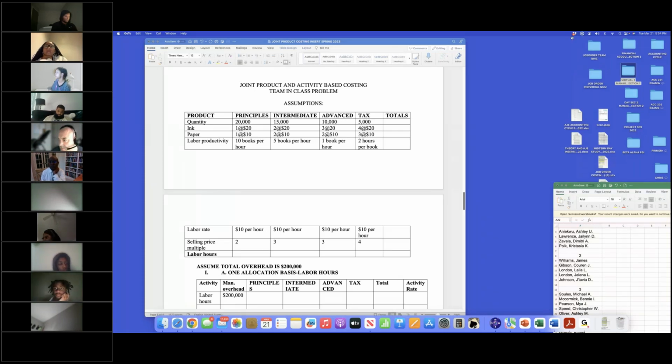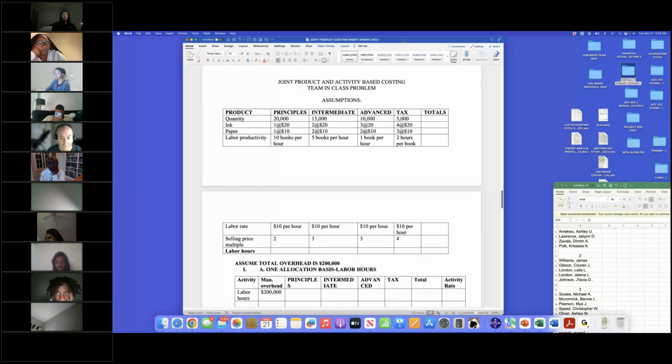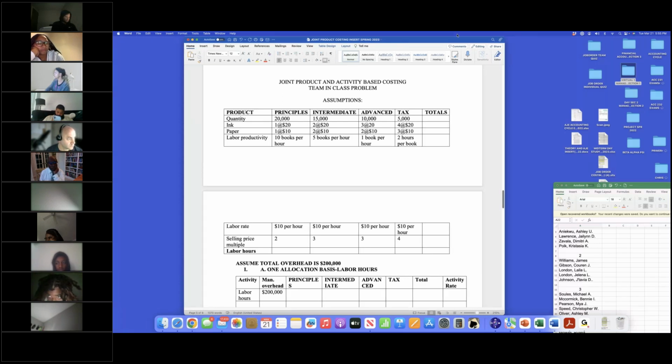Dr. Boyd, is that in Blackboard as well? This problem, yeah, this should be in Blackboard, I hope. Look under course content and joint product costing. Is it there? Does anybody see it? No, I don't see it, Dr. Boyd. The last one we have under course content is drawback costing. Okay, so I guess nothing came through. Let me see if I can put it in here.